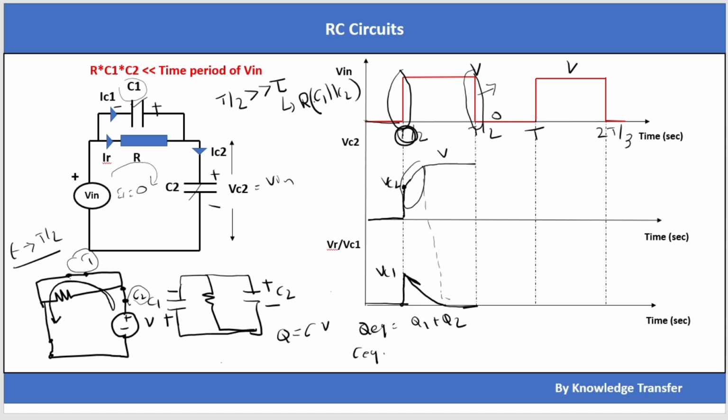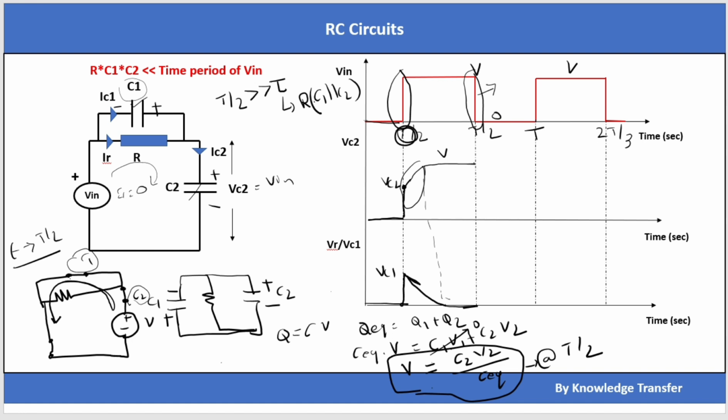C equivalent into V equal to C1 into V1 plus C2 into V2. In the same way, if I want to calculate the final V at t equal to T by 2 plus, the C1 voltage V1 will be zero at that time, so this will become 0. So the equivalent voltage will be C2 into V2 divided by C equivalent. This is the voltage at T by 2.